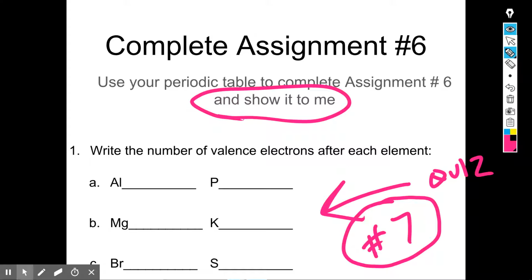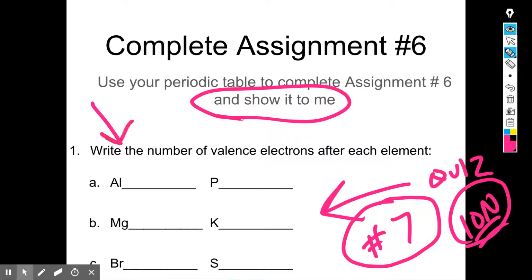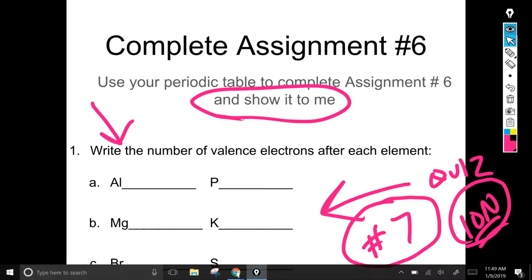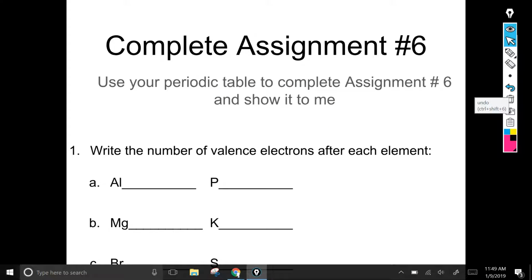I need to see who can do this stuff and who can't, because we've got one more topic to cover and we're done with this chapter. So we need to check in before we move on to ions and make sure everybody can do this. Finish these 6 right here, bring it to me, and I'll tell you what to do from there if none of what I just said made sense.